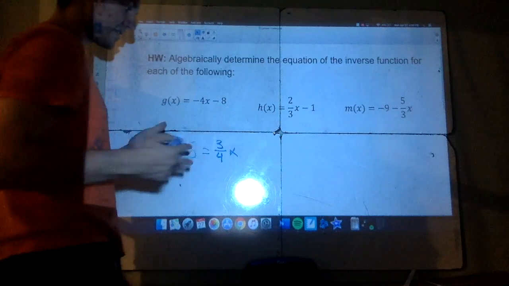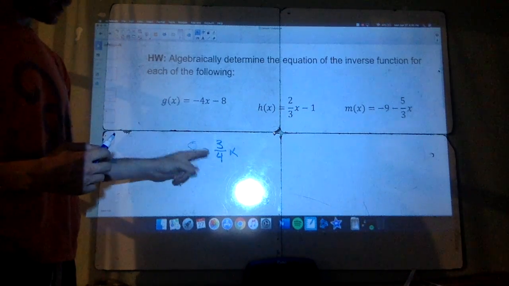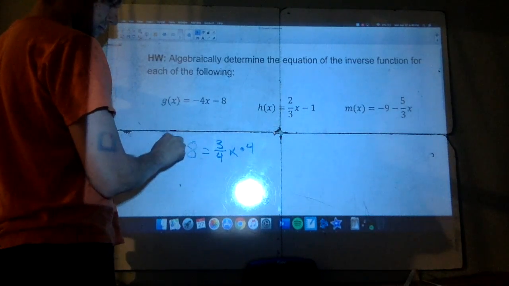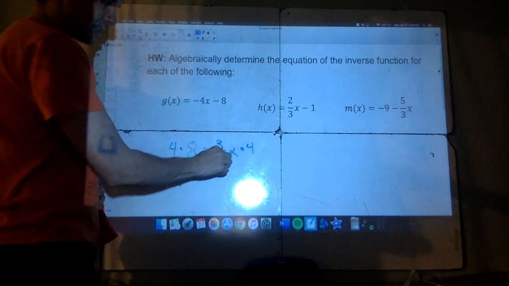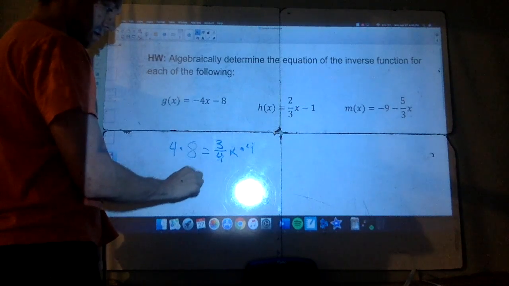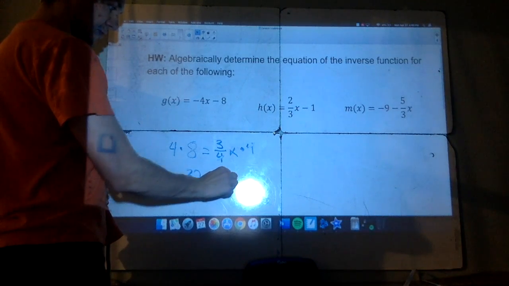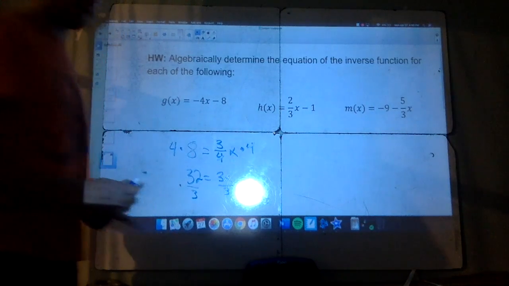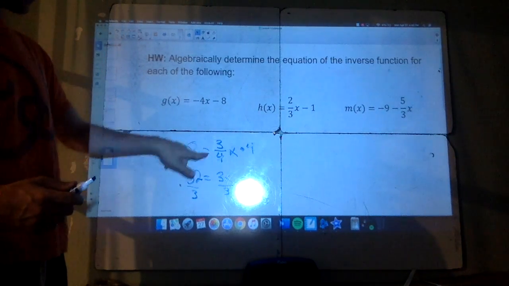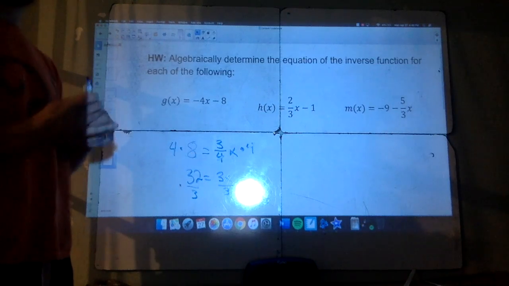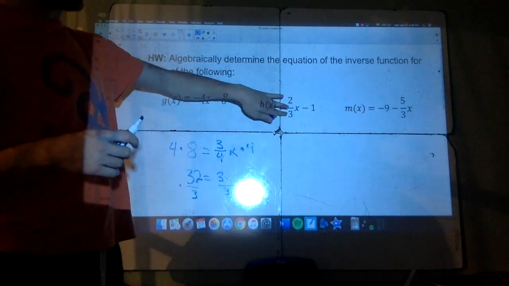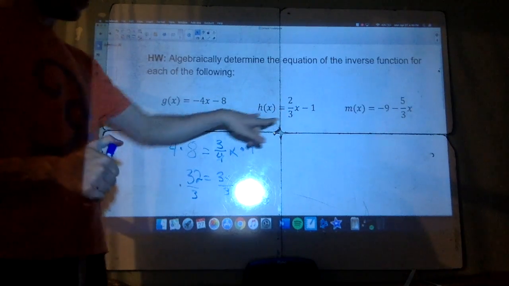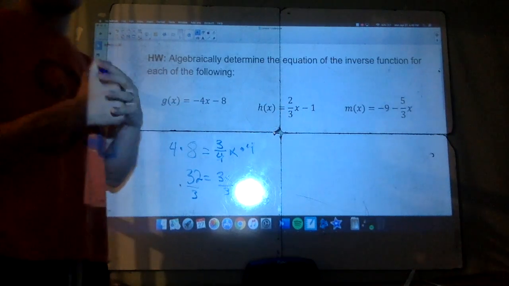3/4 x, and we needed to solve that, first we're going to multiply both sides by 4, because that gets rid of that 4. And that becomes 32 equals 3x, and then you divide both sides by 3. So that's how you get rid of that fraction: you multiply by the bottom one and divide by the top one. So here, multiply both sides by 3 and then divide both sides by 2 once you have that 2/3 part by itself.